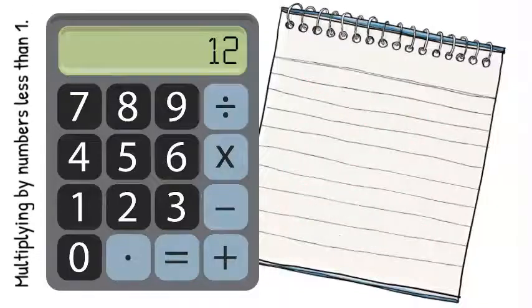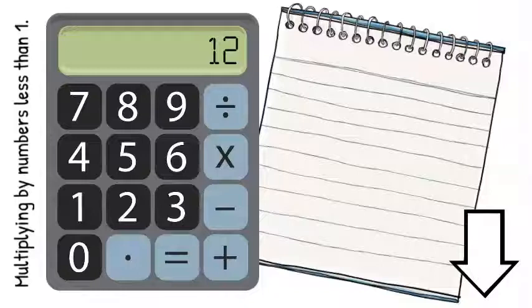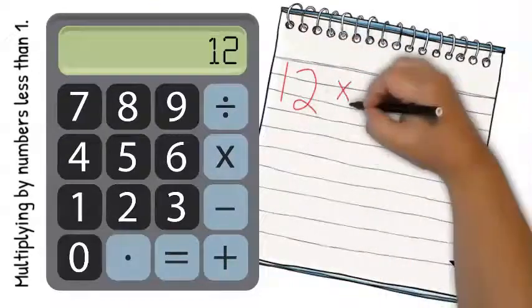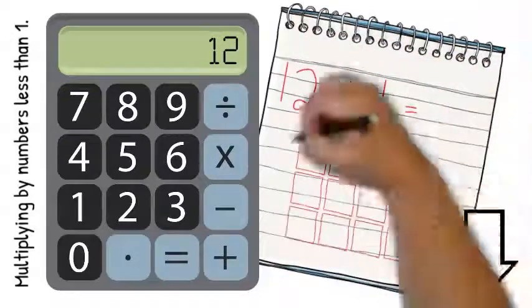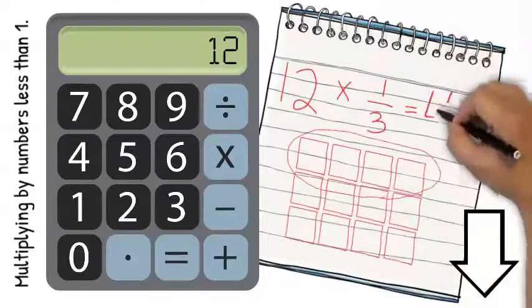Now, if I multiply by numbers less than 1, it will decrease because it's only taking a fraction of the number, since it's not greater than the whole. For example, 12 times 1/3. I'm only taking 1/3 of 12, which is just going to be 4.